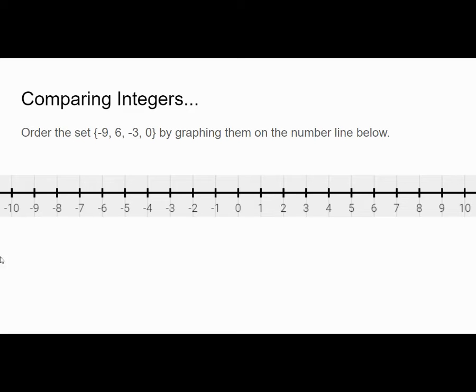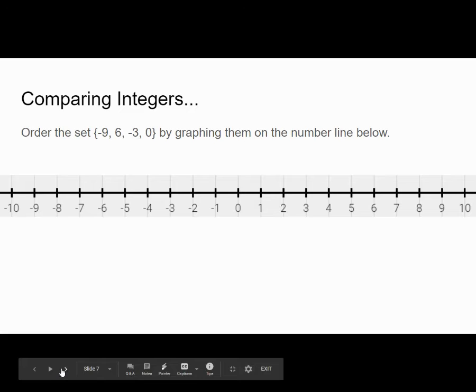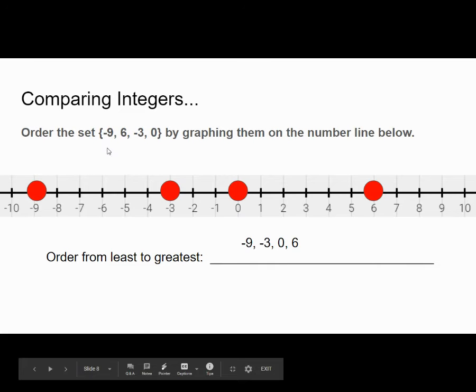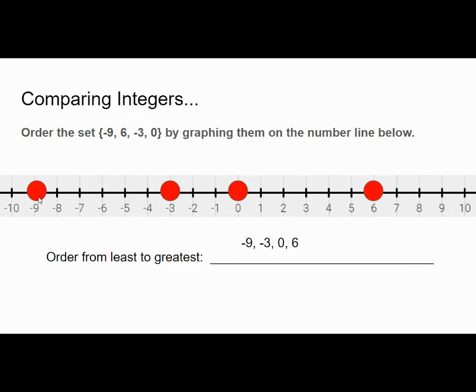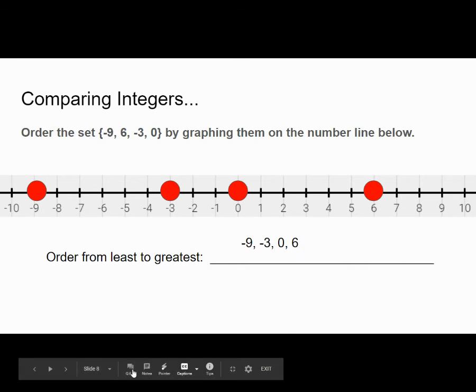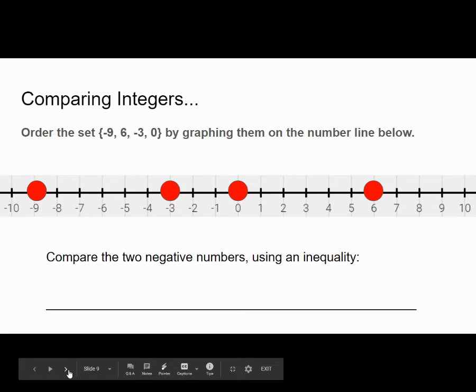All right, now that you added those dots, let's check and see if yours looks like mine. So here's our set. We have the numbers -9, -3, 0, and 6. Of course, here is our order from least to greatest: -9, -3, 0, and 6. And of course, -9 would be our least because it is the furthest to the left, then -3, then 0, then 6 furthest to the right. It would be the largest of those.